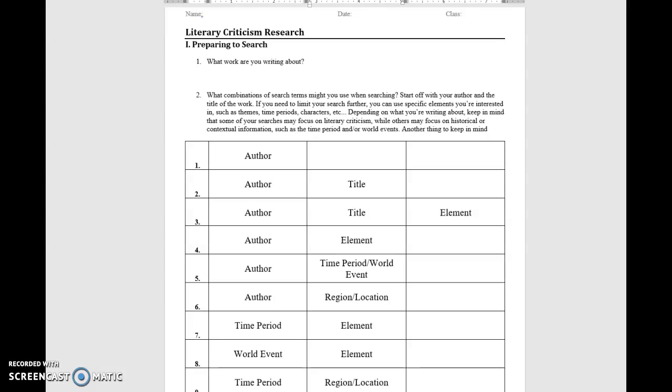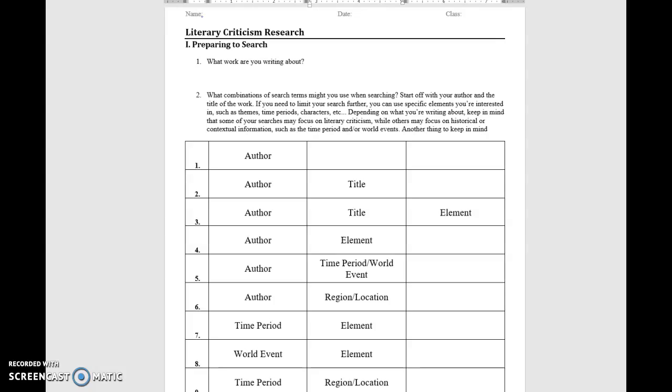So the first step of the research process is to identify your topic. Whatever work you're writing about, you would write that down under number one, and if there's a specific aspect or element or theme that you're interested in with that work, you could identify that in that space as well. Now the second step is the part that I really wanted to explain to you. What I have here is a table, and I have filled it out with suggestions for ways to think about different ways to search for information that would help you with your paper.